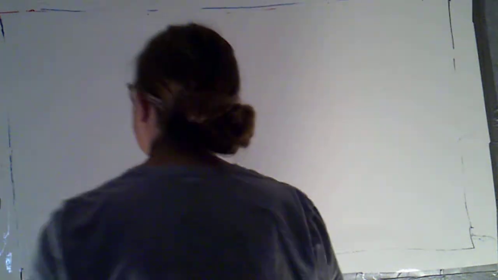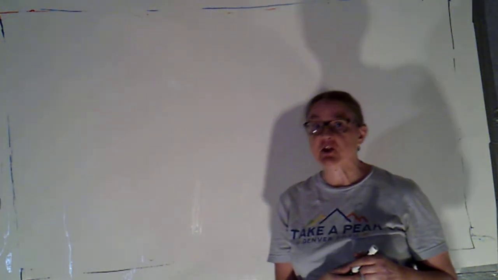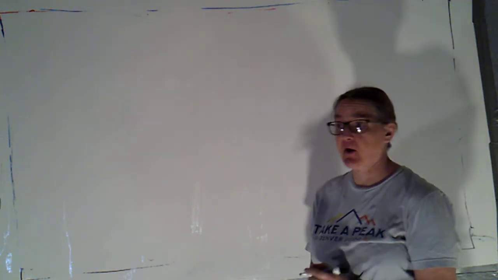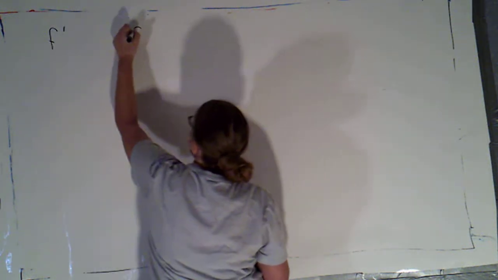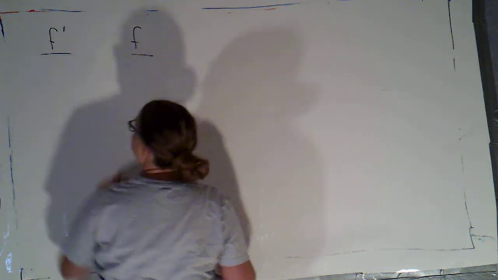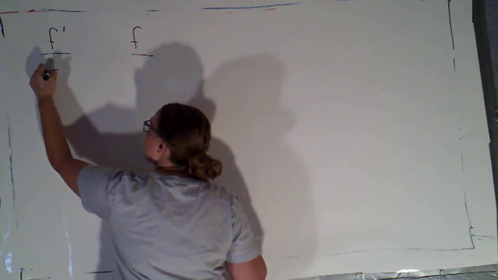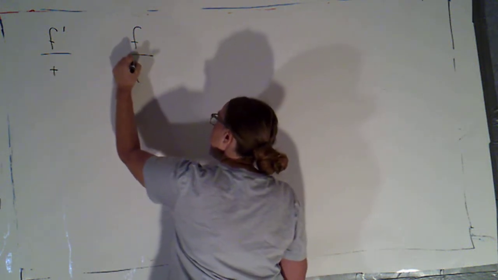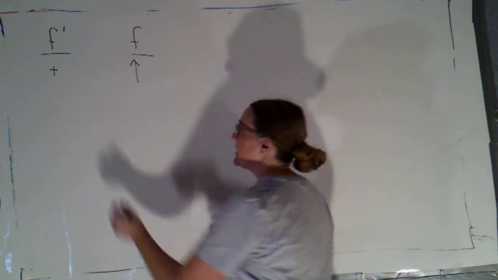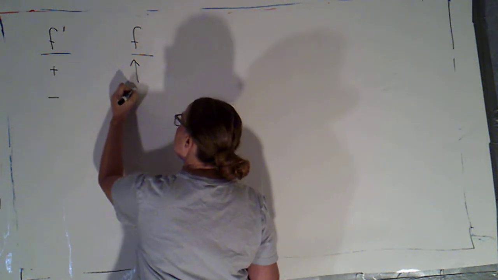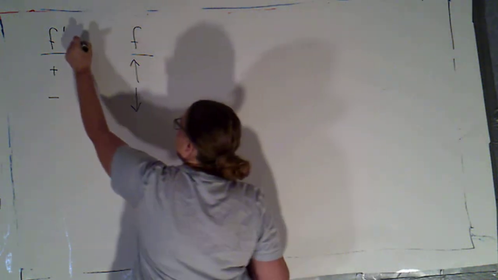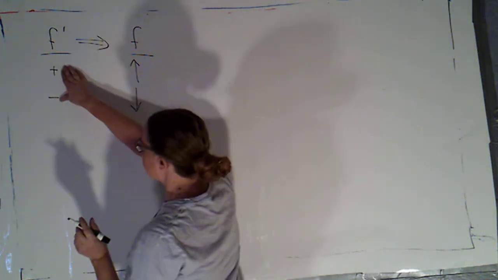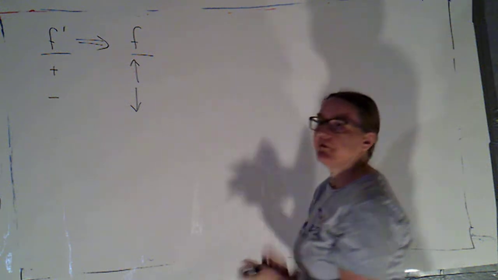All right, in this video we're going to take a look at what the second derivative of a function tells us about the shape of its graph. I already know what the first derivative tells me about f. If f prime is positive, then f is increasing. And if f prime is negative, then f is decreasing. I'm even going to put an implication arrow here: if this is true for f prime, then this is true for f.